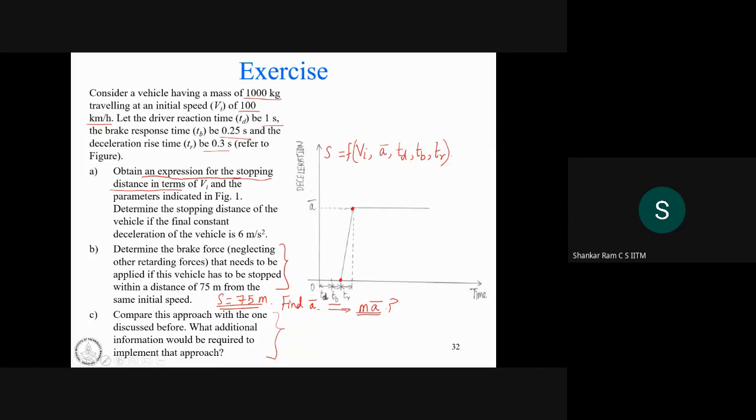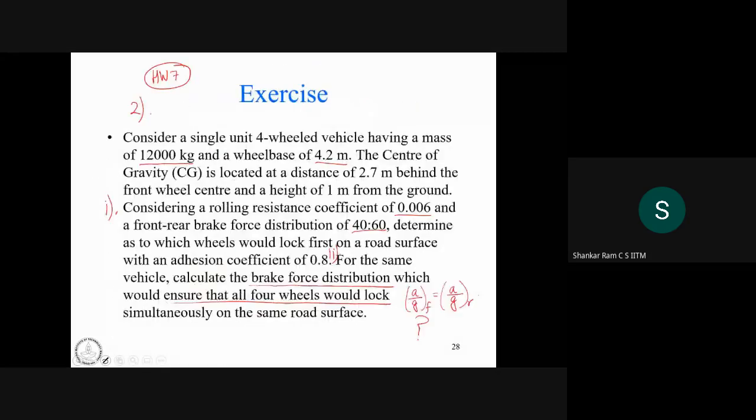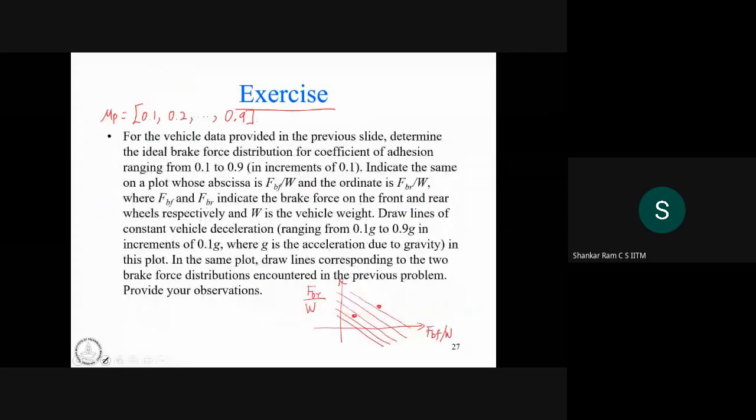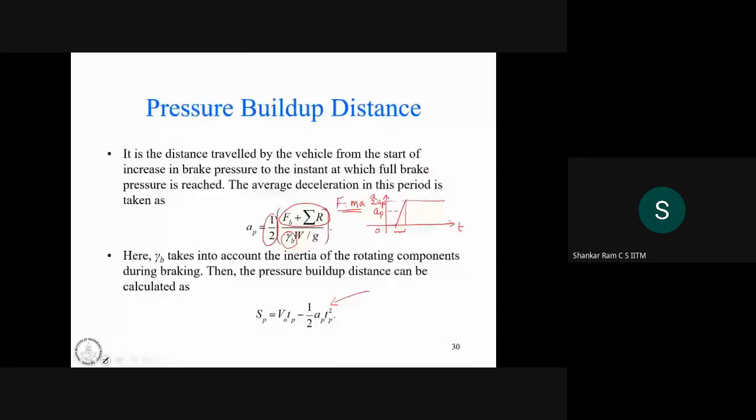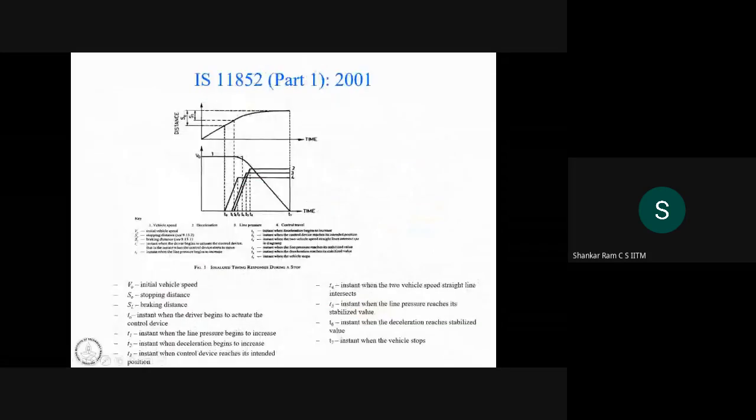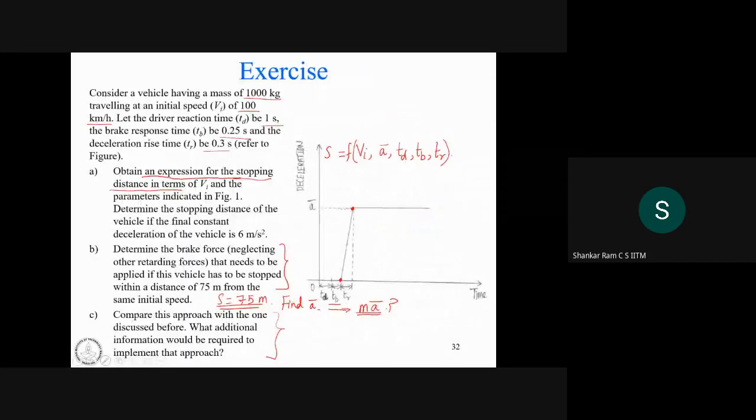I hope this exercise is clear. Any questions on this? Once again, please note that for homework number 7, the submission is the problems which are listed on slides 28 and 26. The other problems are for your exercise. You don't need to submit them as homework 7, but I would advise you to do them. If you have any questions, we'll discuss them in the upcoming classes.